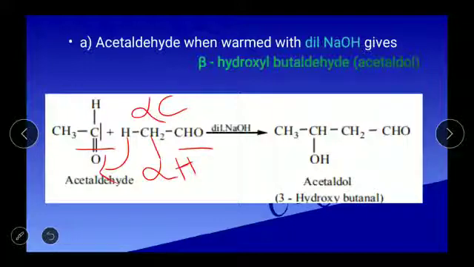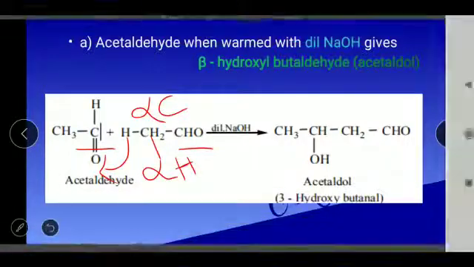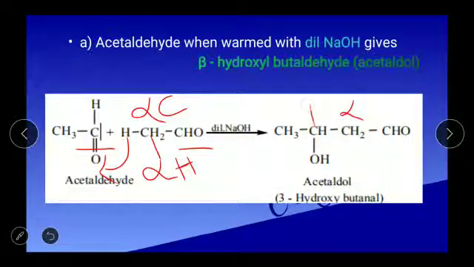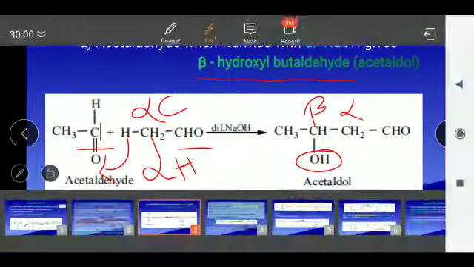In acetaldehyde, the product is named 3-hydroxybutanal. Another name is beta-hydroxybutyraldehyde. How beta-hydroxybutyraldehyde? Which is the beta carbon? Here is alpha, and this is beta. The OH group is attached to the beta carbon, so it is named as beta-hydroxybutyraldehyde. Let us see the IUPAC name.